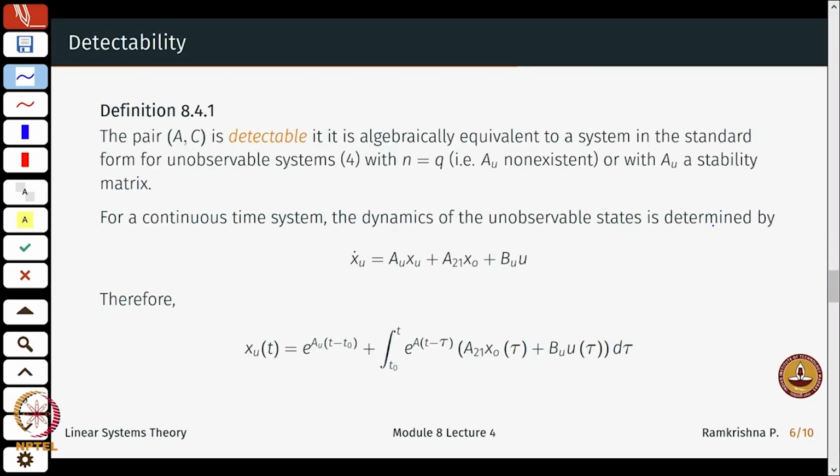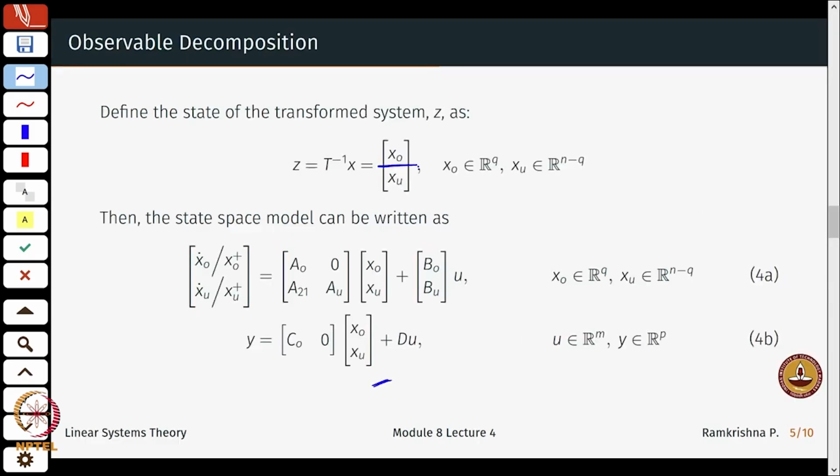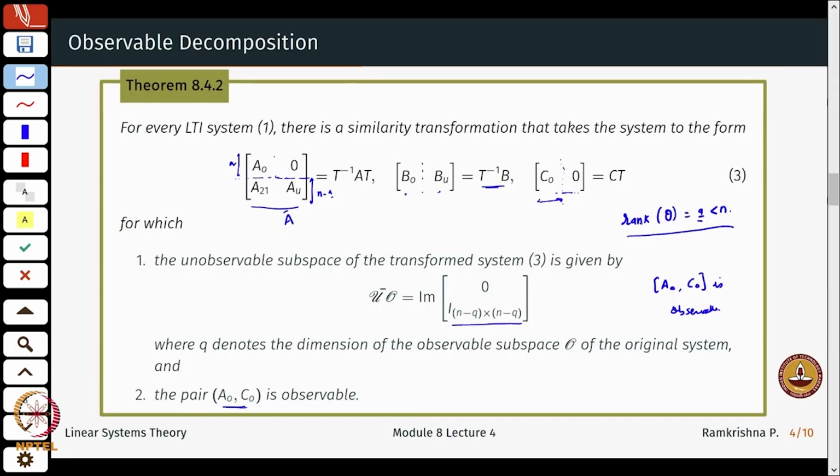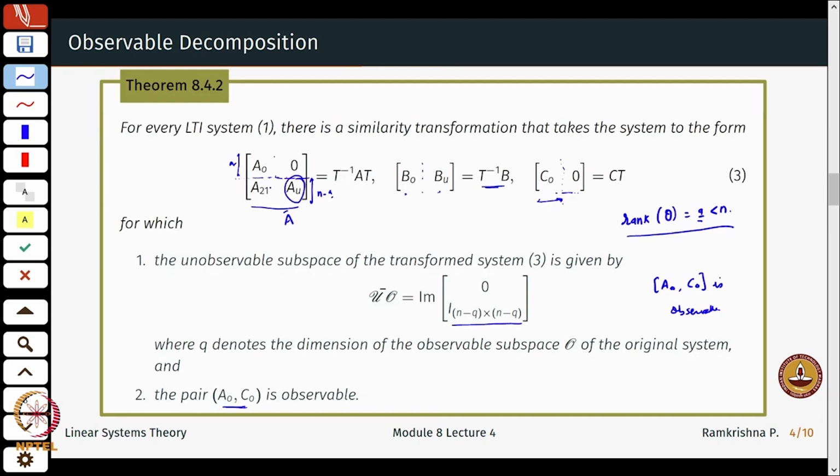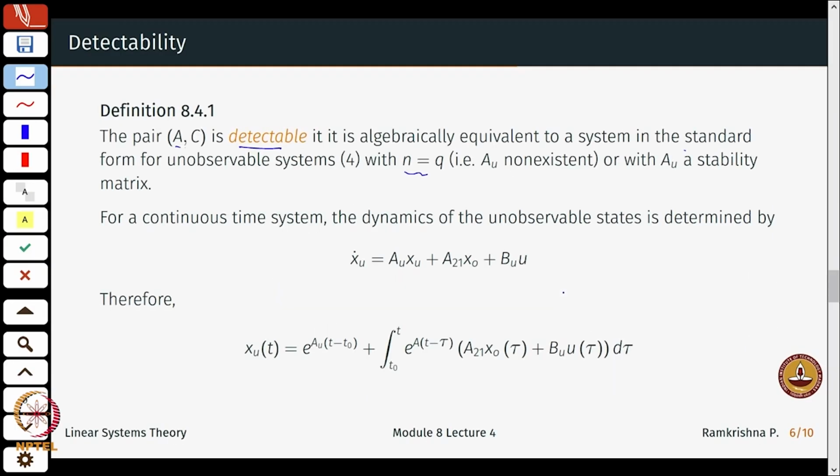Okay, so the definition goes something like this: the pair A comma C is detectable if it is algebraically equivalent to a system in the standard form with n equal to q. When n equal to q, it would mean that the system is completely observable, which means this block does not exist anymore, and then the unobservable space is just 0. So, what if A_U does not exist? It's an easy case, which is the standard observability case.